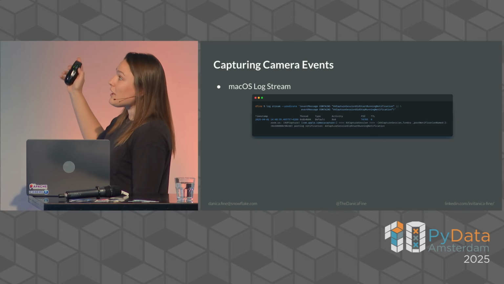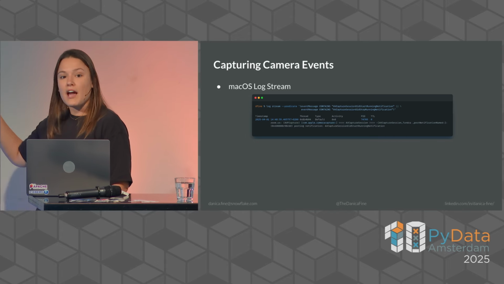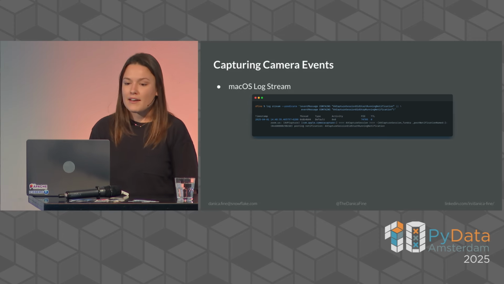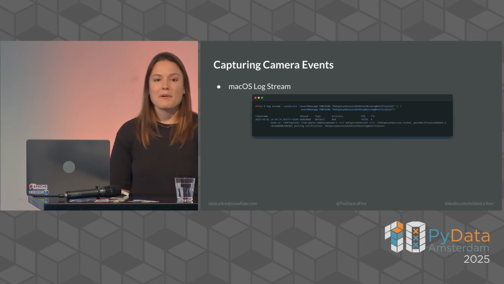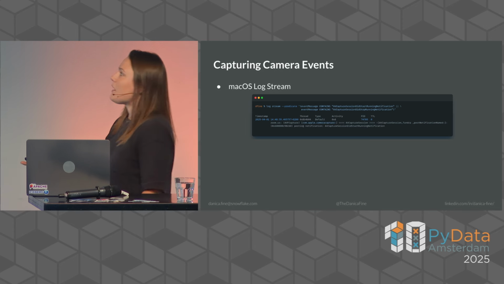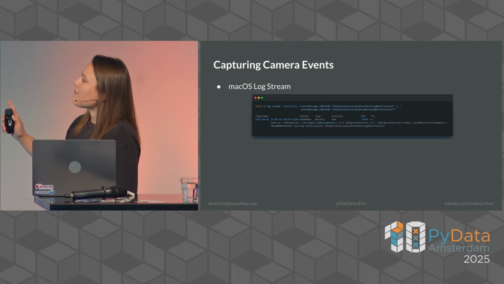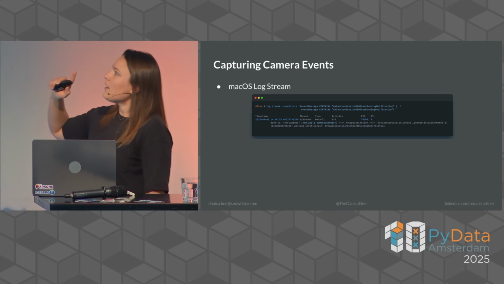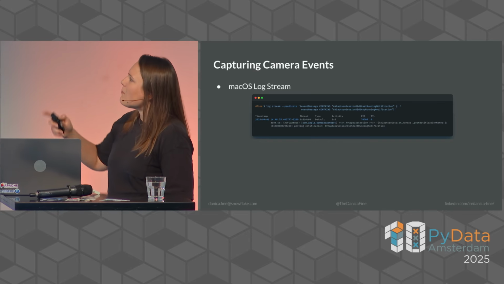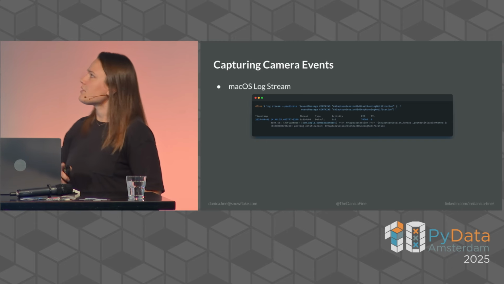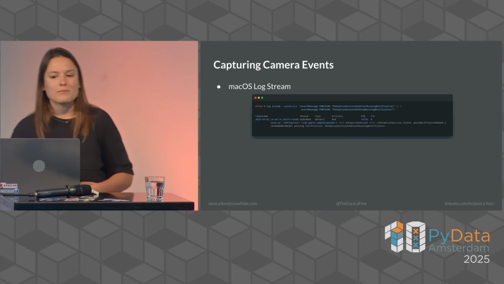But with log stream, it streams all of the events in real time to you, to the command line, and it also has built-in predicate filtering, okay? So you can play around with that and have certain things spit out for you. But basically, in the end, I found out that every time I turn my camera on or off, the phrase AVCaptureSession is contained in there somewhere, okay?